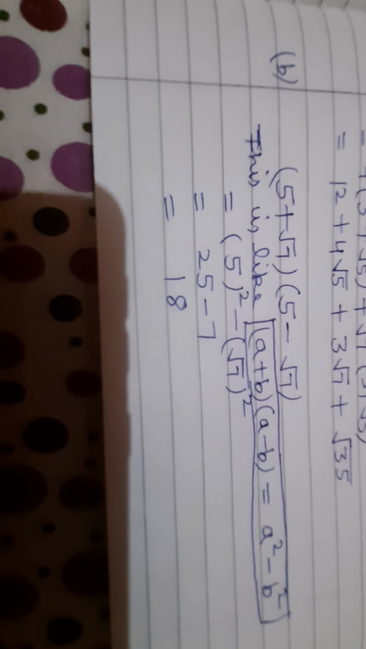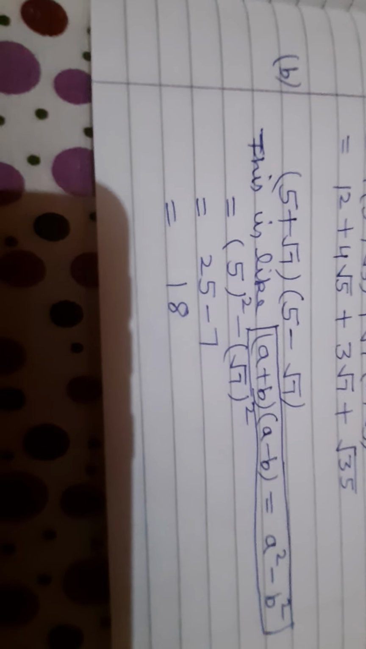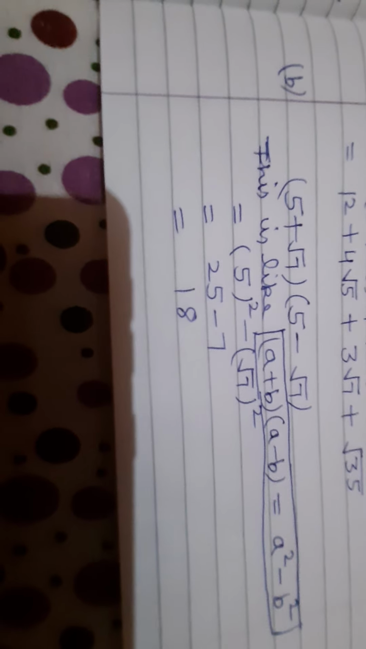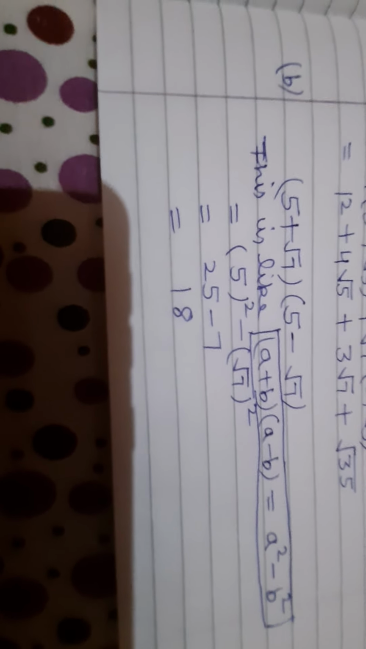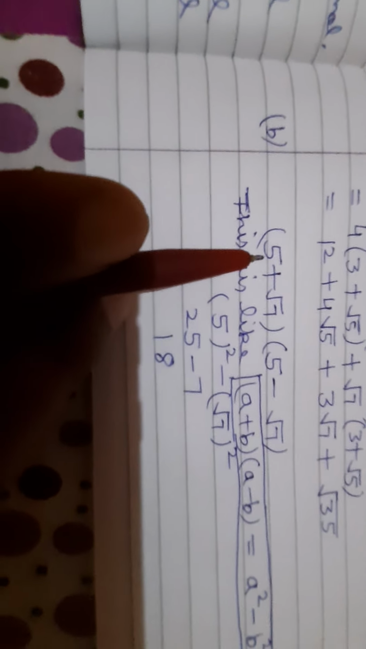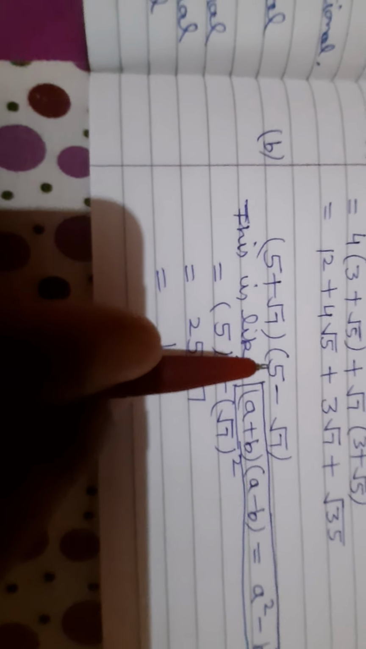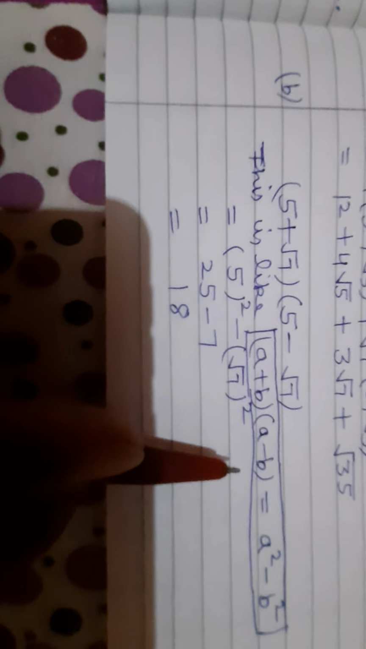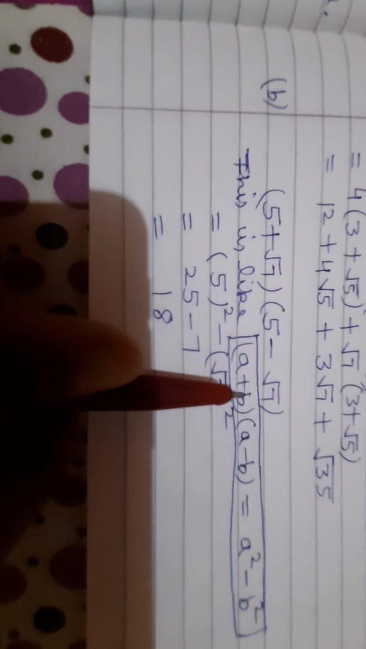Now we are going to use some algebraic identities in these questions to simplify them. For example, if we have to multiply 5 plus under root 7 by 5 minus under root 7, first of all, what is important, observe the statement. It looks like (a plus b) multiplied by (a minus b). Therefore, the same kind of identity we can apply in multiplying it.